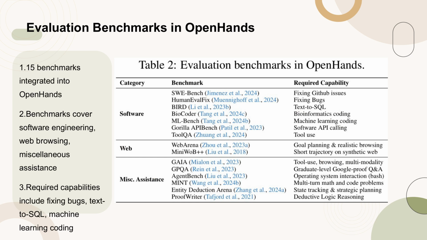Table 2 presents the evaluation benchmarks integrated into OpenHands, which include 15 established benchmarks. These benchmarks are categorized into software engineering, web browsing, and miscellaneous assistance. The required capabilities for these benchmarks range from fixing GitHub issues and bugs, to text-to-SQL conversion, bioinformatics coding, machine learning coding, software API calling, and tool use.